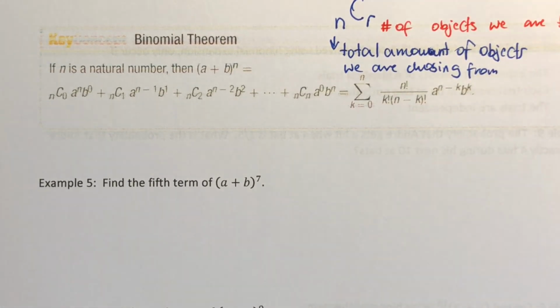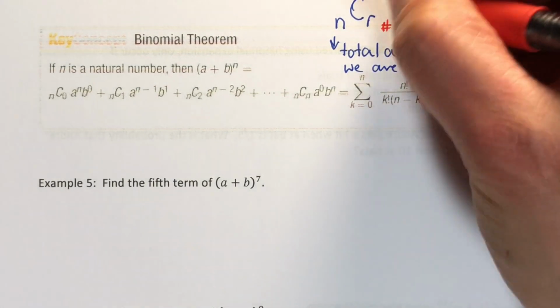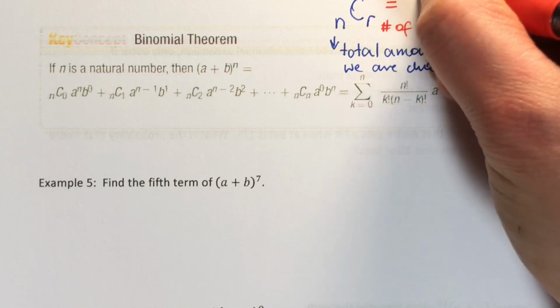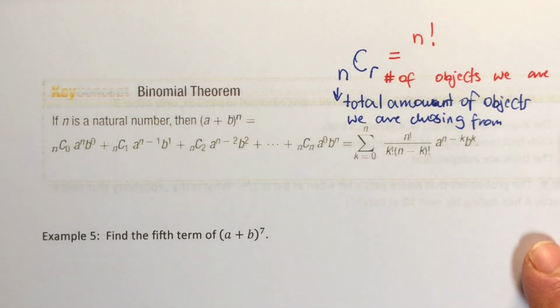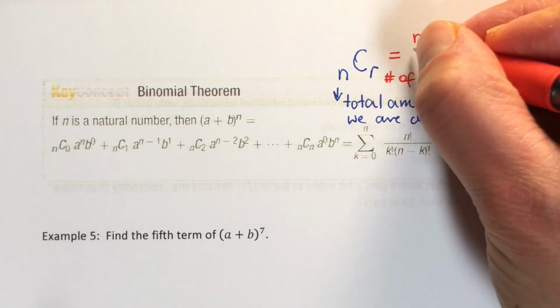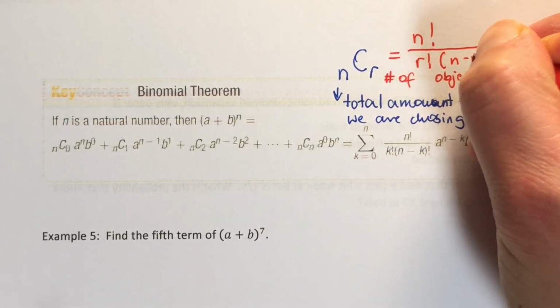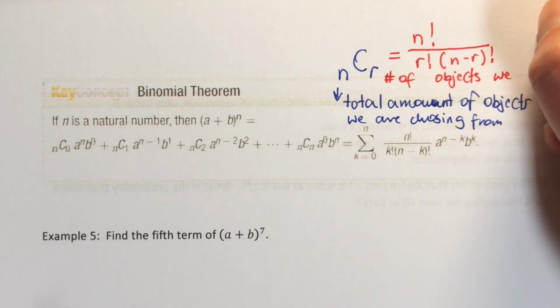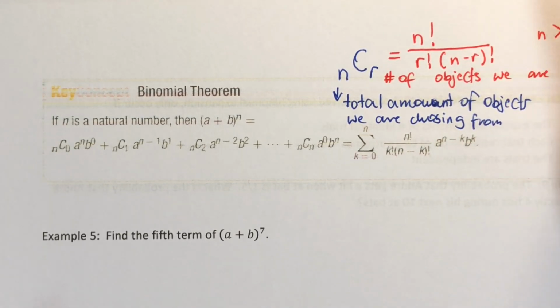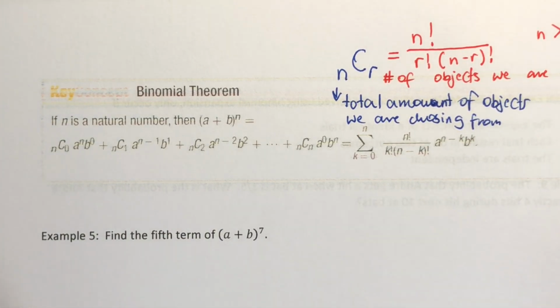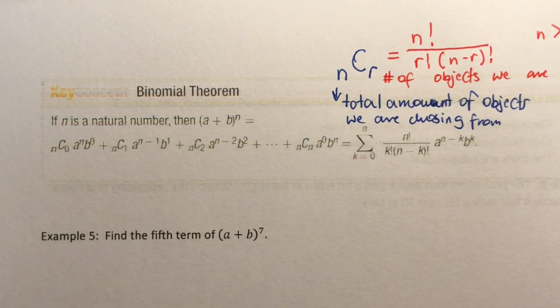And the formula for that is that if we want to figure this out, we are going to take n factorial over r factorial times n minus r factorial. Notice that n always needs to be greater than r. Greater than or equal to, but you will see that is going to be a special case. But it needs to be a bigger number.